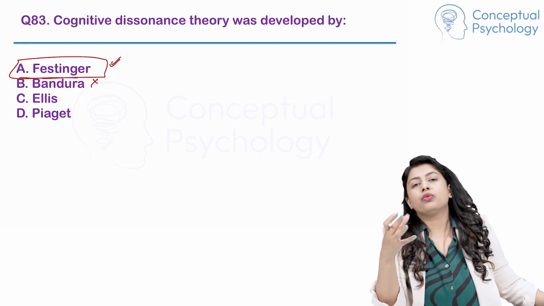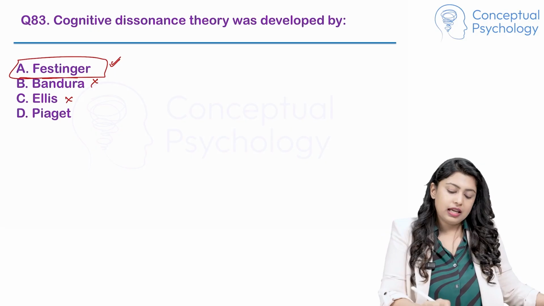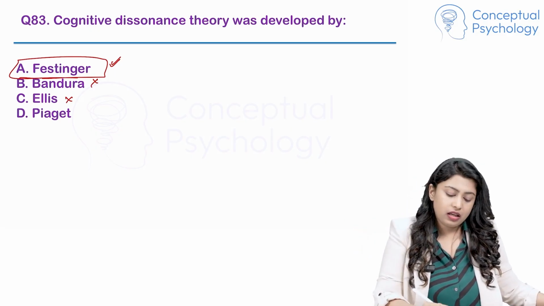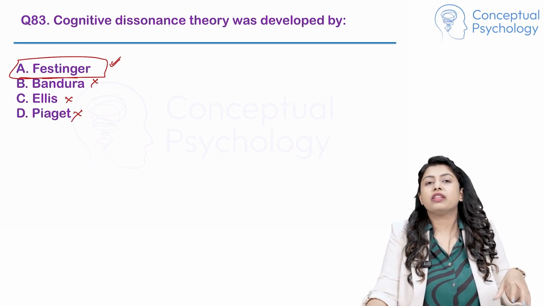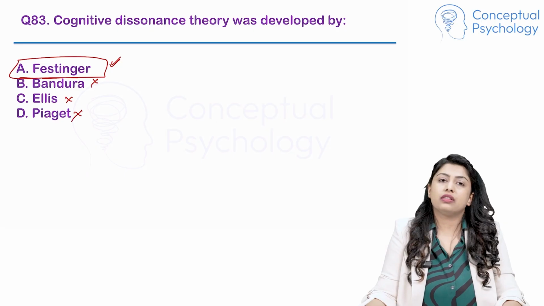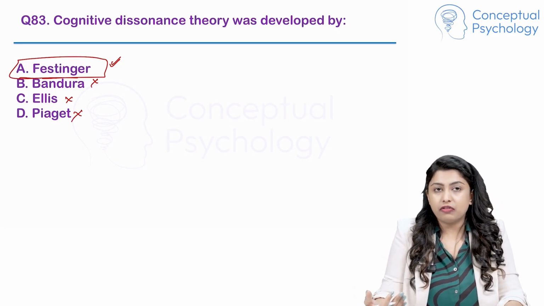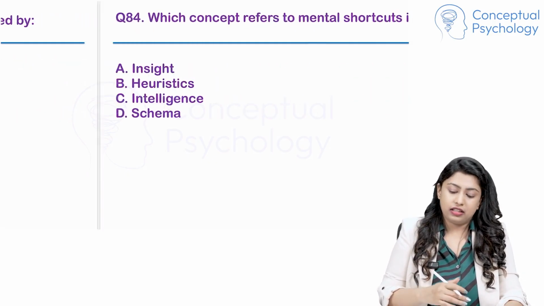Bandura was known for social learning theory and observational learning. Ellis was known for rational emotive behavior therapy. Piaget is known for cognitive developmental theory. So Festinger's cognitive dissonance theory explains how people resolve the psychological discomfort arising from conflicting beliefs or attitudes.